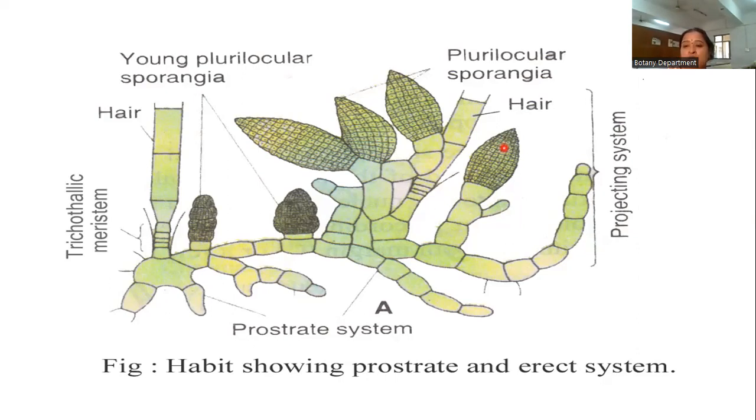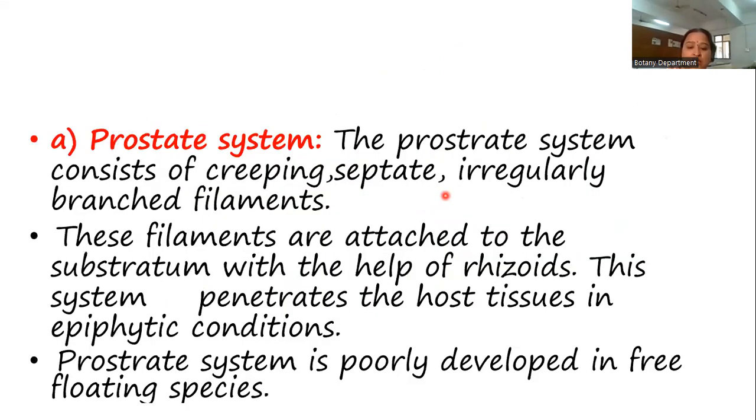This is the most important. In which species can you observe the trichothallic thallus? In Ectocarpus, the thallus is trichothallic, and the meristematic tissue cuts off new cells above and below. This method of adding new cells is called trichothallic growth. The prostrate system I already explained, and these are the projecting system.